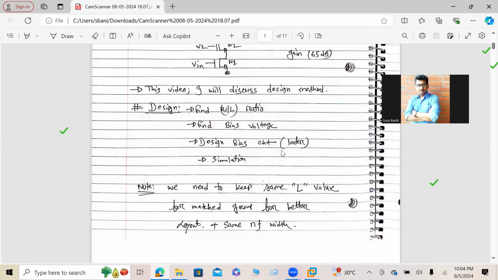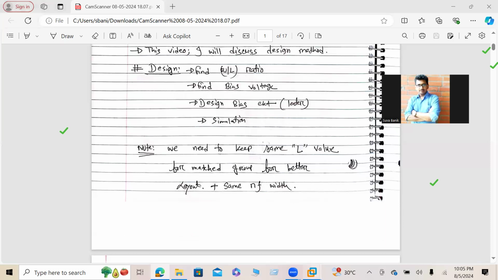The design is nothing but we need to find the aspect ratio, we need to find the appropriate bias voltage, and I will also show you some simulation. On top of that, there is one more portion, which is we need to design a bias circuit. Whatever bias voltage we calculate, we need to design a circuit to generate it. I will make a separate video to explain how we can generate this biasing voltage. But in this video, I only show how to calculate the aspect ratio and how to find the bias voltage.